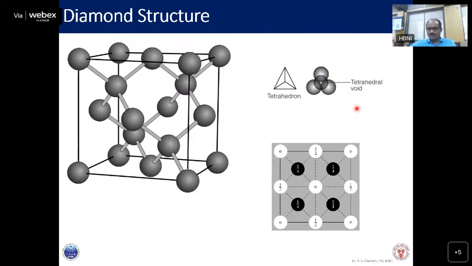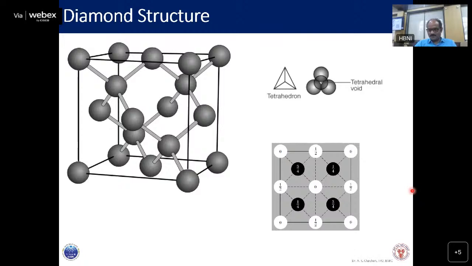If we look at it in this planar way, you will have 0, 0, 0 originally at this carbon atom. Then at half, you will have carbon atoms. At the bottom here you will have a carbon atom, and at the top also. And at 1/4, 1/4 you will have another carbon atom, which is extra from this FCC. And then at 3/4 you will have another carbon atom. This is the way you can get the diamond structure.